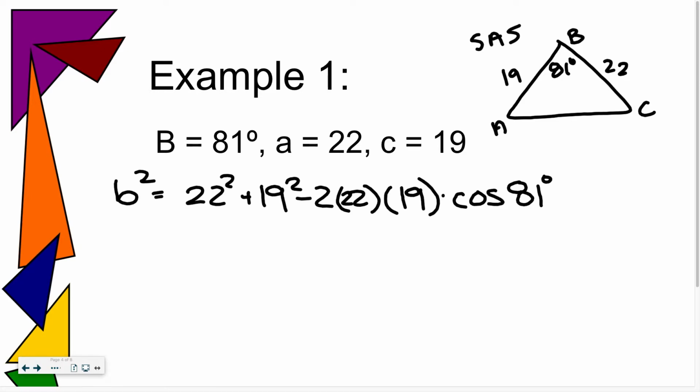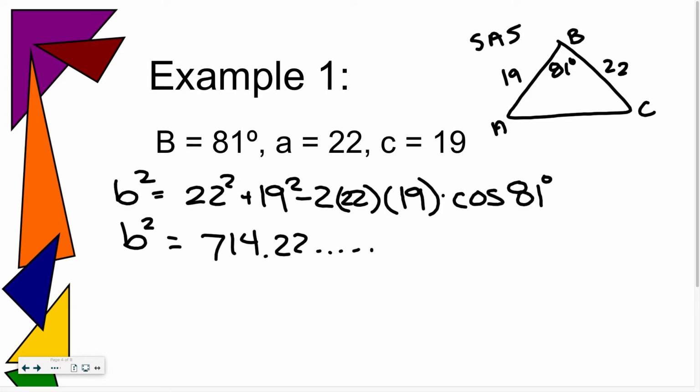Type it into your calculator. I recommend really just typing it all in from left to right. I really don't recommend doing it piecewise, because then you have to pay very careful attention to your order of operations. So if I type all that stuff in, I'm going to get 714.22 and some other numbers.